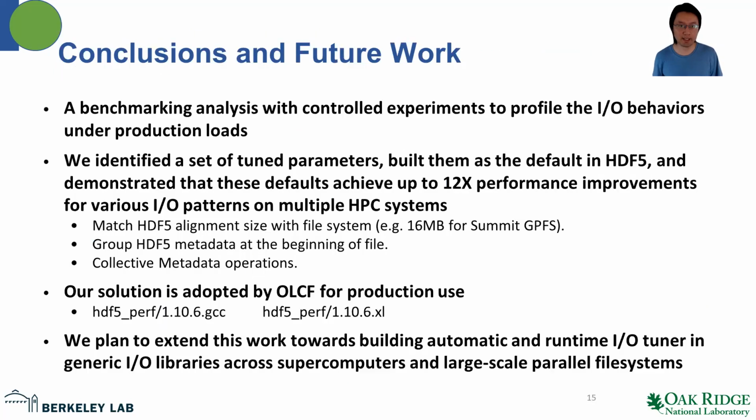In conclusion, we have done a benchmarking analysis with a large set of controlled experiments to profile the I/O behaviors under production loads. We have identified a set of tuned parameters and built them as the default in the HDF5 library, and we have demonstrated that these parameters are able to achieve up to 12x performance improvements over various I/O patterns on multiple high-performance computing systems. Our general recommendation is to match the HDF5 alignment size with the file system. For example, it should be set to 16 megabytes for the Summit GPFS system.